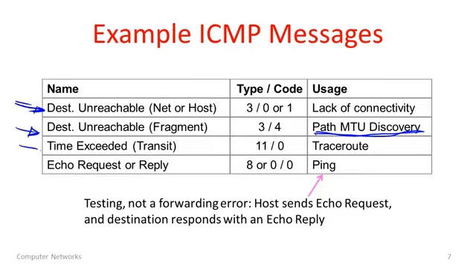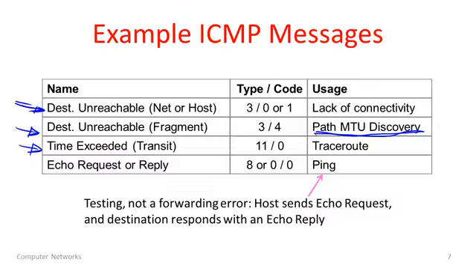Now, another interesting message is one called a time exceeded in transit message. This essentially means that the packet has been in the network too long and has not yet reached its destination. This is functionality which is cleverly used by traceroute. We'll look at that on the next slide.